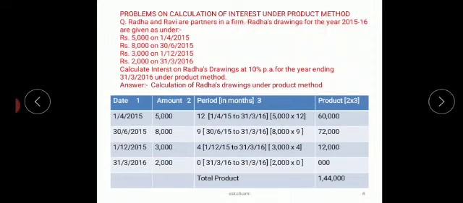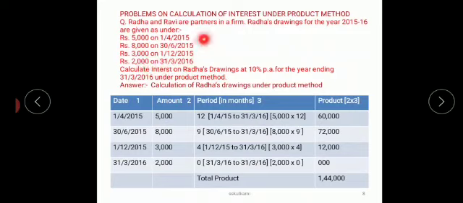So you have a problem. Radha and Ravi are partners. Radha's drawings during the year: you can see the amounts, 5,000 on 1/4/2015, 8,000 on 30/6/2015, 3,000 on 1/12/2015, and 2,000 on 31/3/2016.